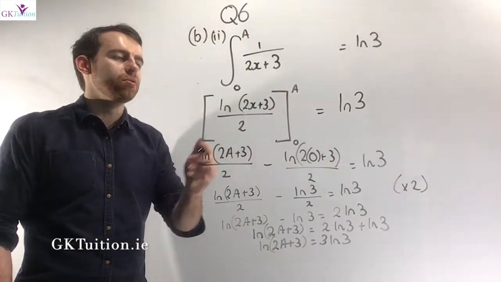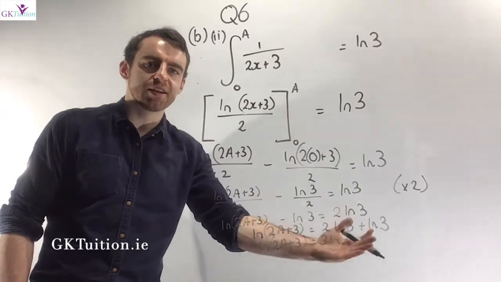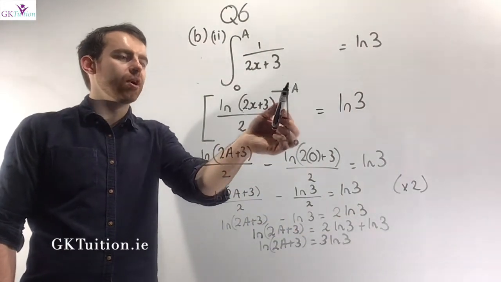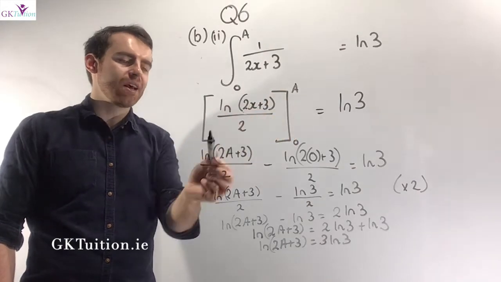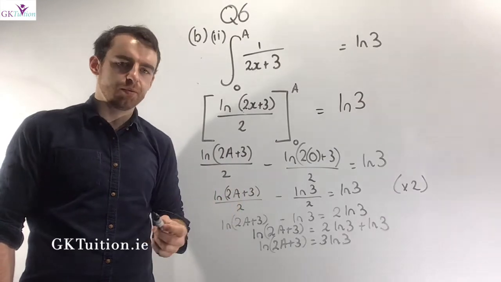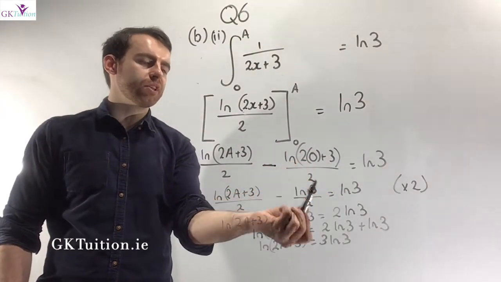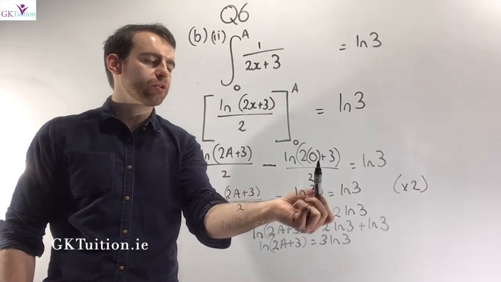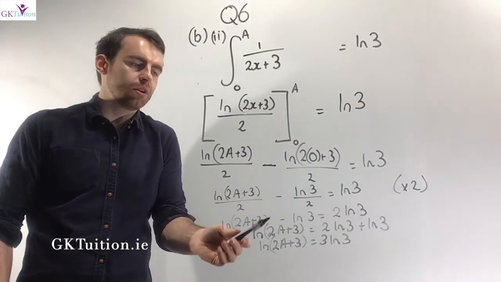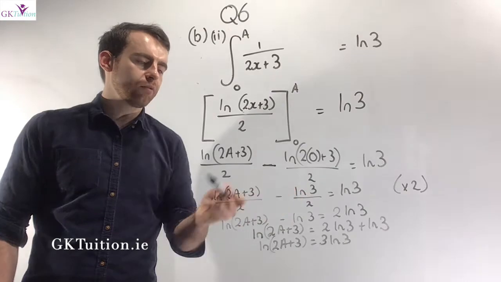What I need to do is sub in the upper limit and then sub in the lower limit, and subtract the lower limit from the upper limit. So the first thing I did was sub in a. Instead of an x, I simply subbed in a. I got ln of 2a plus 3, all over 2. And then I put a minus between them, and then I sub in the lower limit, which was 0. So it's ln of 2 times 0 plus 3, over 2. I can't simplify the first fraction at all, but in the second, 2 times 0 is just 0. So I end up with ln 3 over 2.